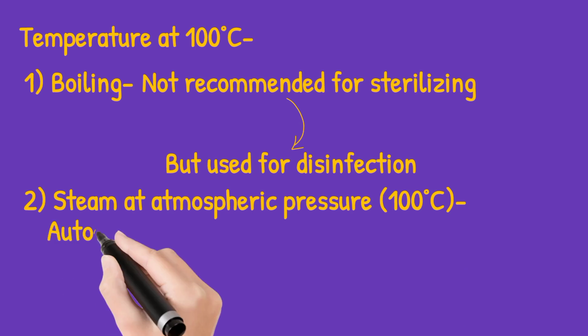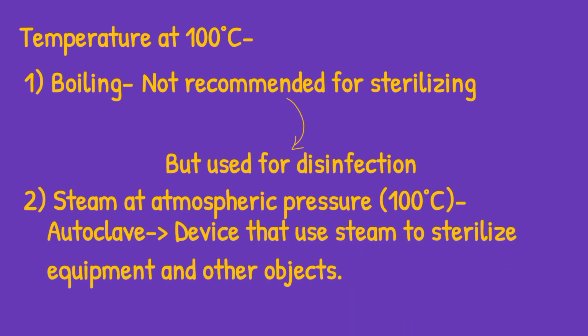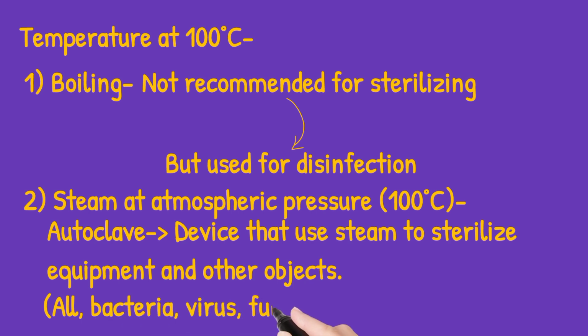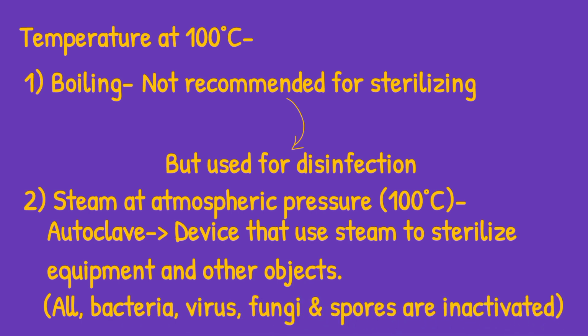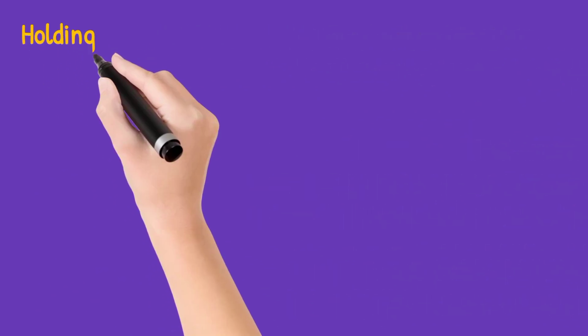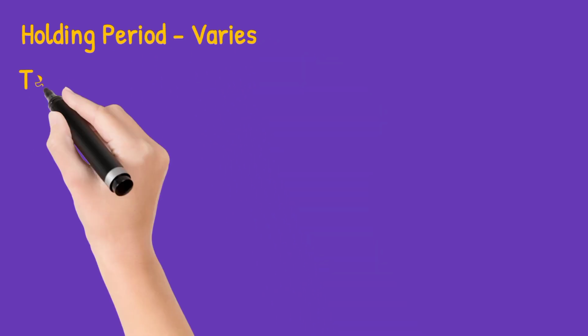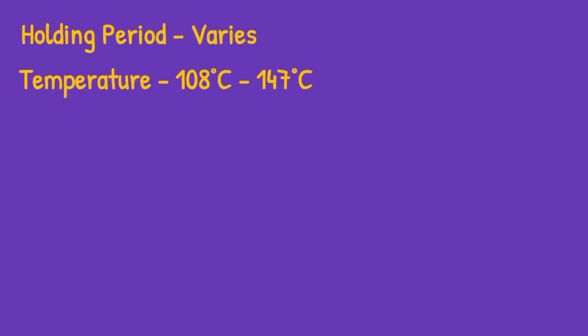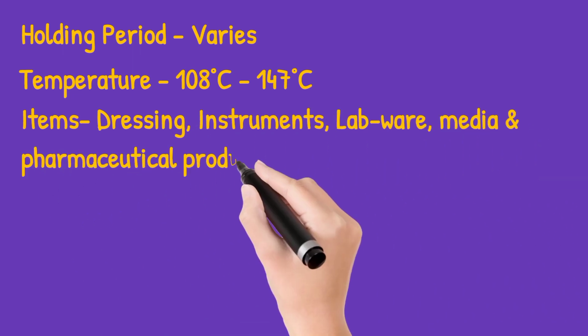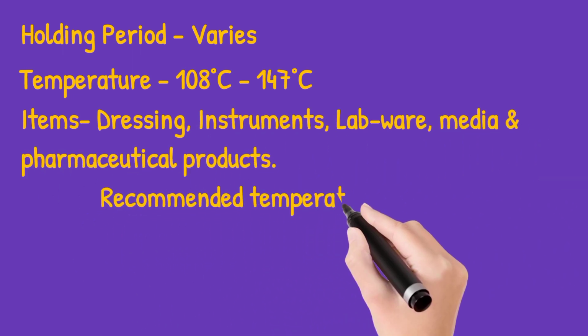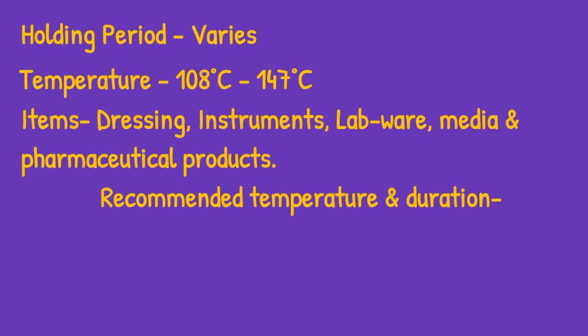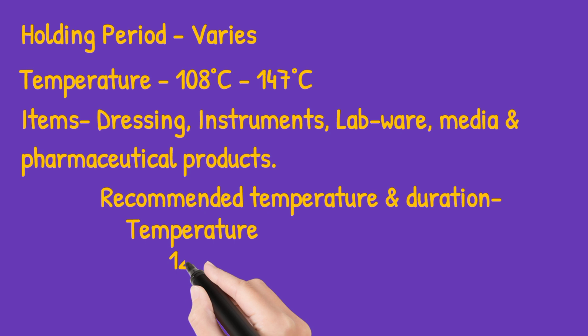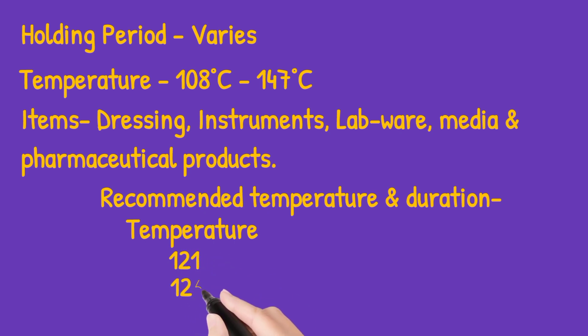Now important part is autoclave. Autoclave is a device that uses steam to sterilize equipment and other objects. All bacteria, viruses, fungi and spores are inactivated. Holding period varies. Temperature 108 degrees Celsius to 147 degrees Celsius. In between them, items like dressings, instruments, labware, media, pharmaceutical products, and the recommended temperature and durations. Temperature is 121, then duration is 15. Temperature is 126, duration is 10, and 134, then duration is 3.